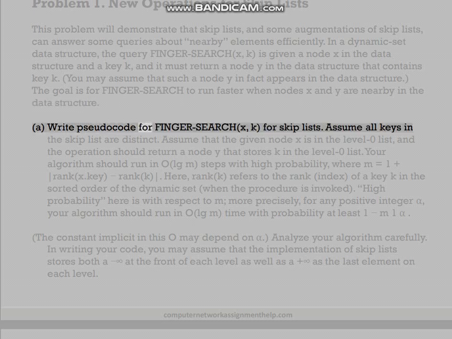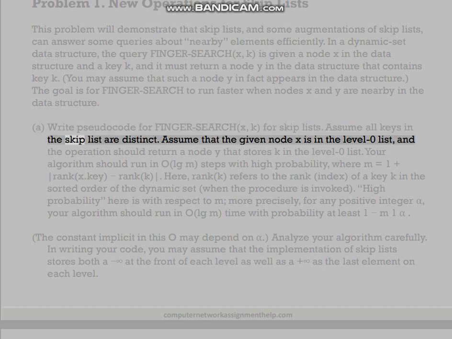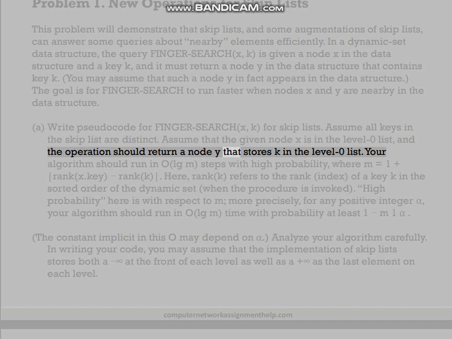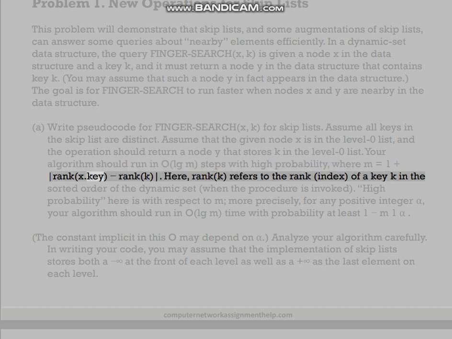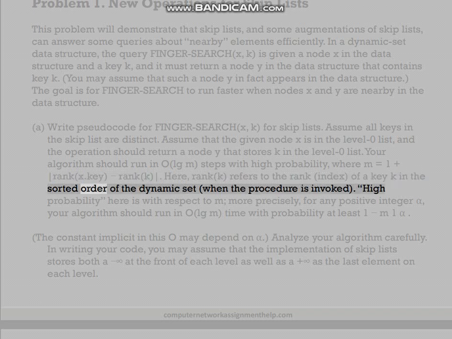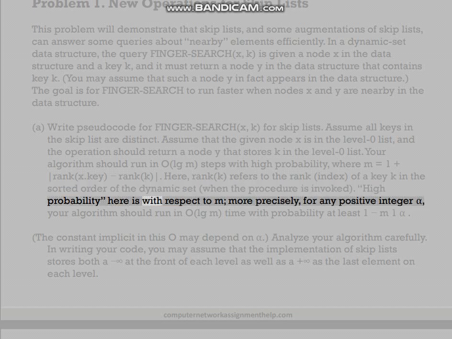A. Write pseudocode for finger search(x, k) for skip lists. Assume all keys in the skip list are distinct. Assume that the given node x is in the level 0 list, and the operation should return a node y that stores k in the level 0 list. Your algorithm should run in O(lg m) steps with high probability, where m equals 1 plus rank(x.key) minus rank(k). Here, rank(k) refers to the rank index of a key k in the sorted order of the dynamic set when the procedure is invoked. High probability here is with respect to m.